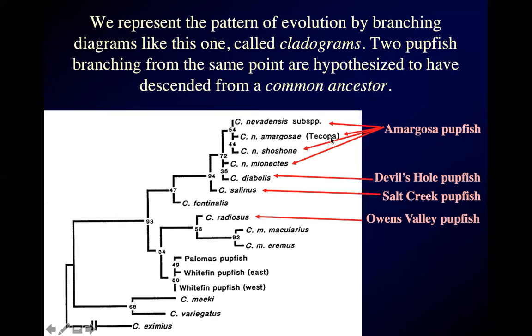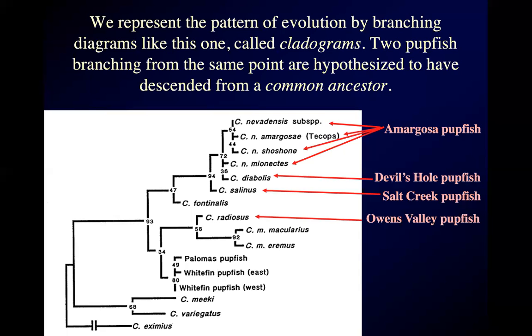So for example, C. nevadensis, C. nevadensis amargosi, C. nevadensis shoshone, C. nevadensis myonectes, and C. diabolus, those five up there at the top, go back to a common branch point. And then those five have an earlier branch point with a branch that leads to Cyprinodon salinus. And then those six share a common branch point with the branch that leads to Cyprinodon fontinalis, which we didn't talk about, and so on. We can take this on back.